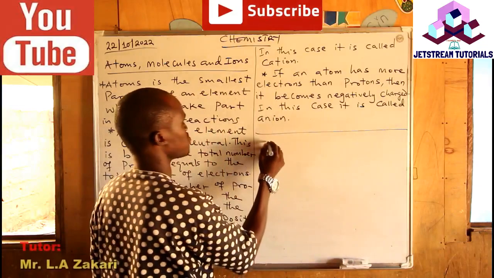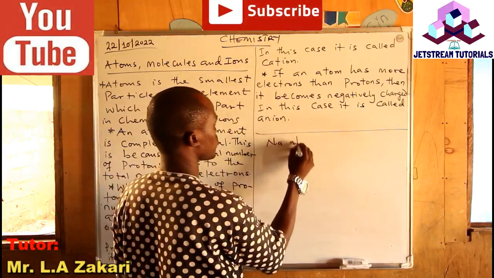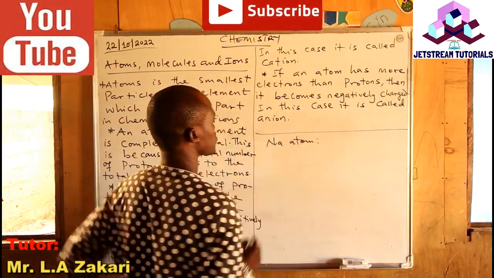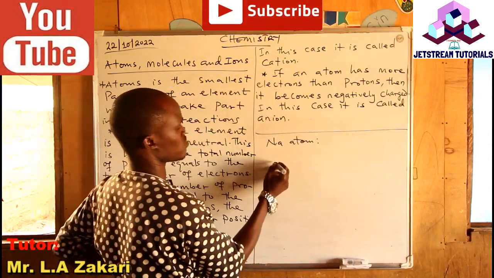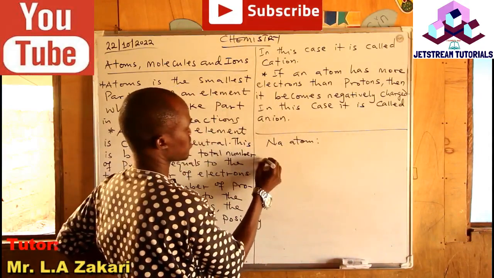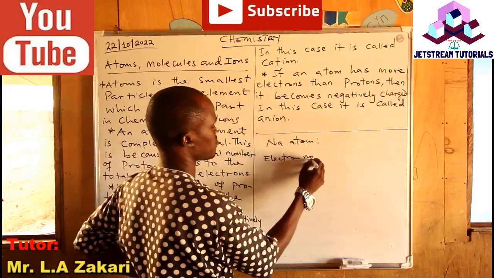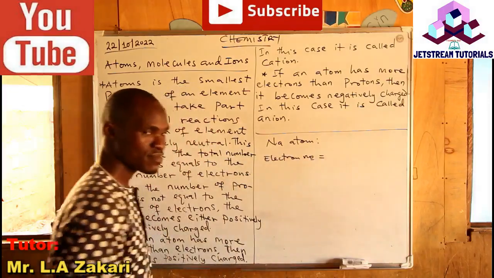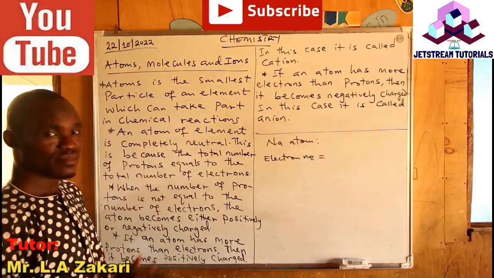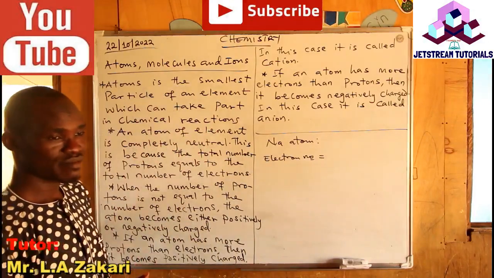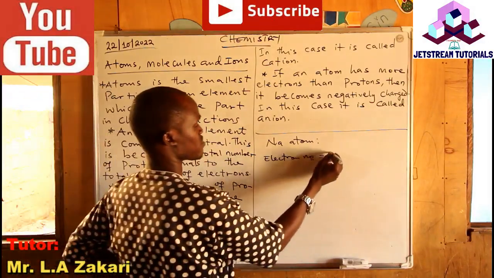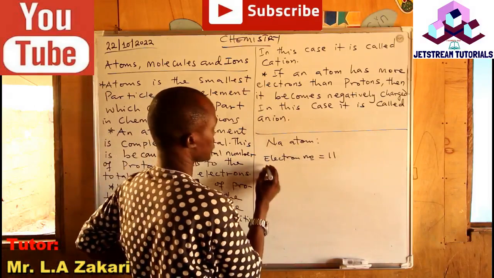Look at the sodium atom. The sodium atom, in this case, contains how many electrons? Electron number equals what in the sodium atom? 11, isn't it?